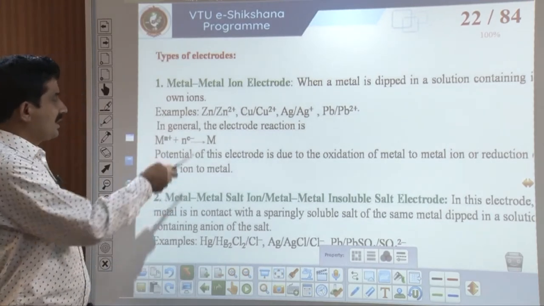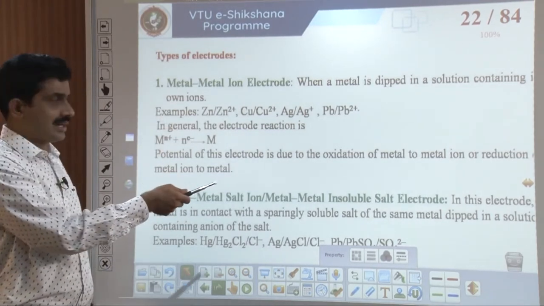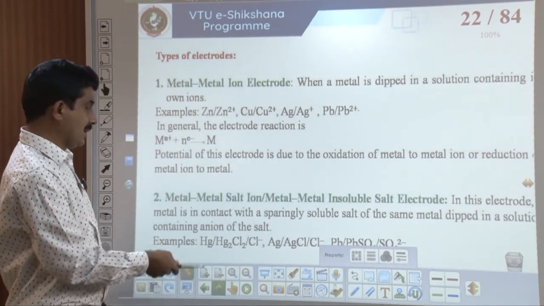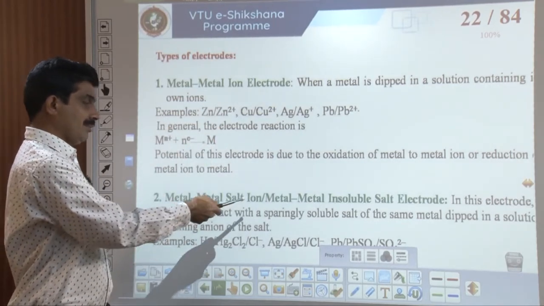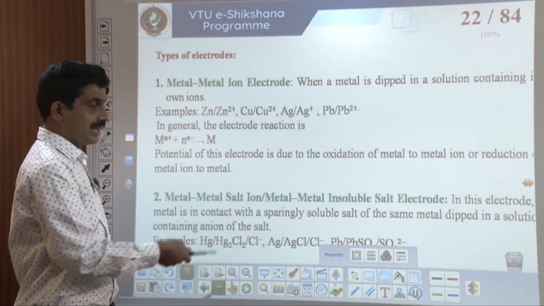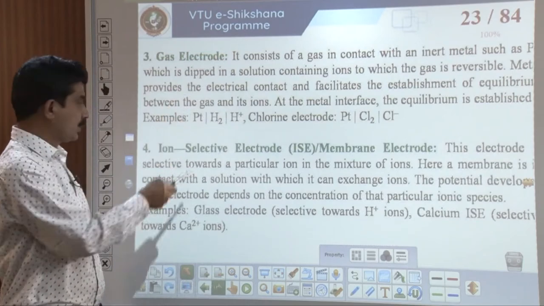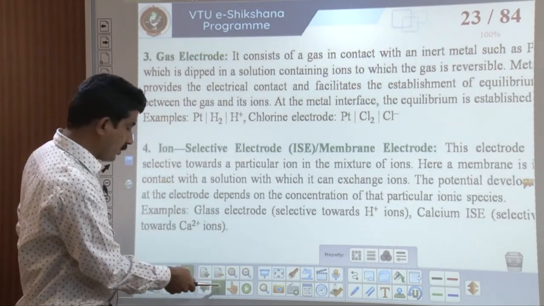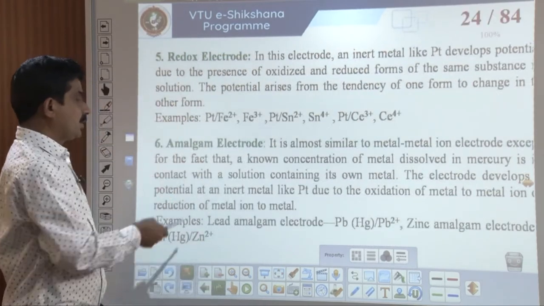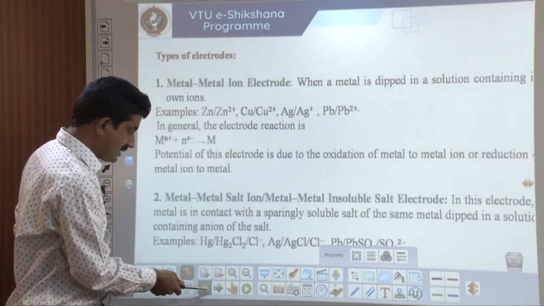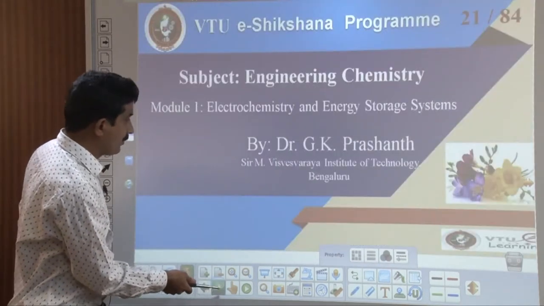So, these are the different types of electrodes. There are different types: metal metal ion electrode, metal metal salt ion or metal metal insoluble salt electrode, then gas electrode, ion selective electrode, redox electrode and amalgam electrode. We shall discuss one by one in brief.